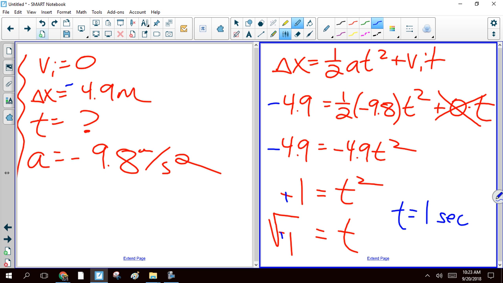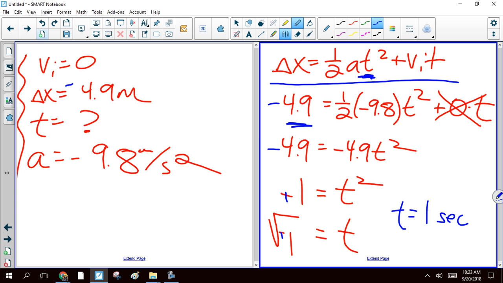Everybody good or no? Even if you got this right, I need your attention here for a minute, please. Everybody look up. In this problem, here's what we just did. We used this equation to calculate the amount of time that it took to go through some displacement. And the algebra wasn't bad, because our VI was 0. What if VI had not been 0? What would you have to do? Quadratic. You'd have to use the quadratic formula.